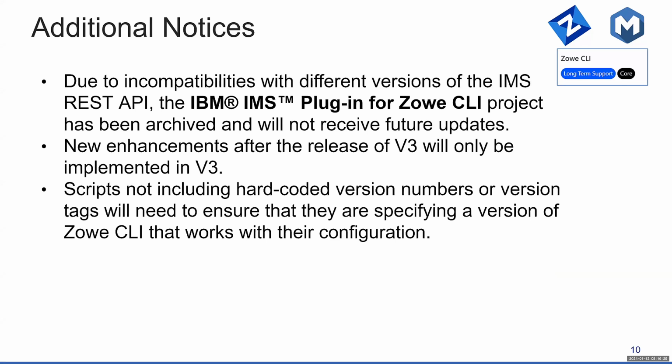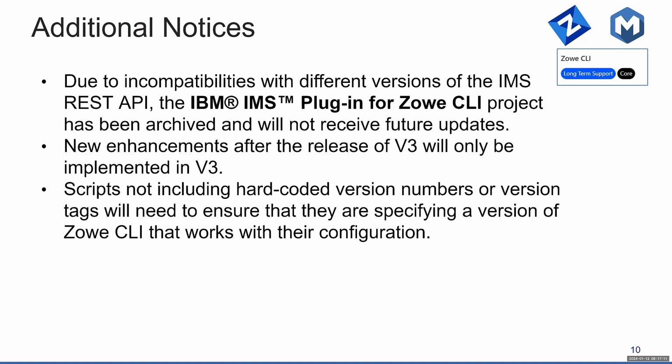So beyond the items in the overview, it's useful to touch on a few more things in terms of Zowe CLI and v3. Due to incompatibilities with different versions of the IMS REST API, the IBM IMS plugin for Zowe CLI has been archived and will not receive future updates. The plugin will continue to be available via NPM, however, we don't recommend its use going forward. And it's also good to note that new enhancements after the release of Zowe v3 will only be implemented in Zowe CLI v3.